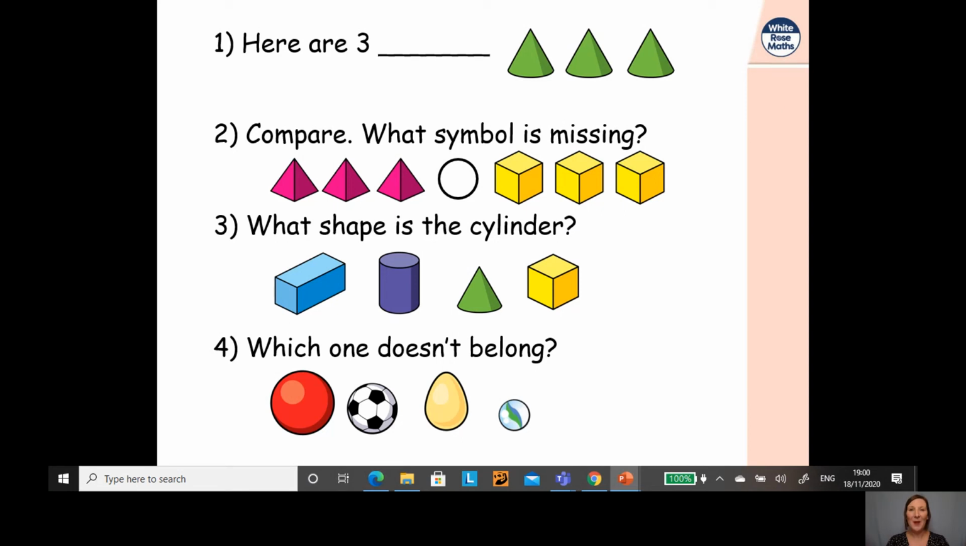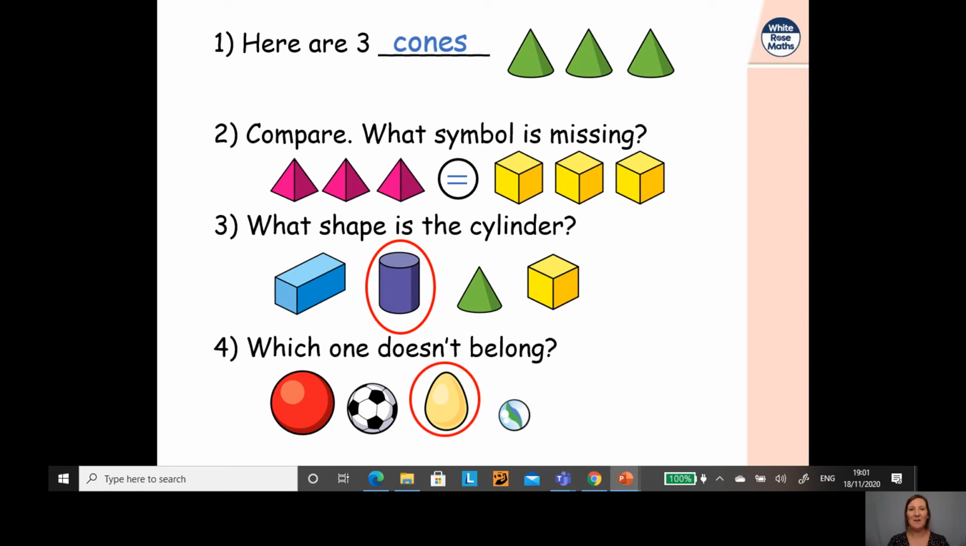Did you have a go? Brilliant. Okay. Number 1, here are 3 cones. Now the symbol that was missing, there's 1, 2, 3 pyramids on the one side and 1, 2, 3 cubes on the other. They are the same. This was the symbol that was missing, the same as. This shape is the cylinder. Did you get that one? Now, which one doesn't belong? I can see 3 spheres, so it must be the egg.